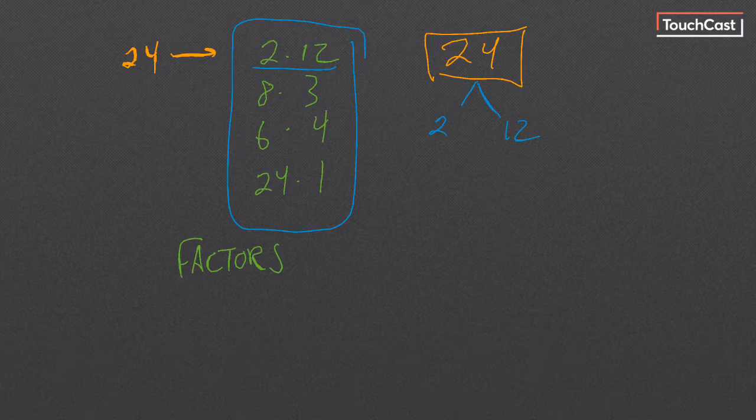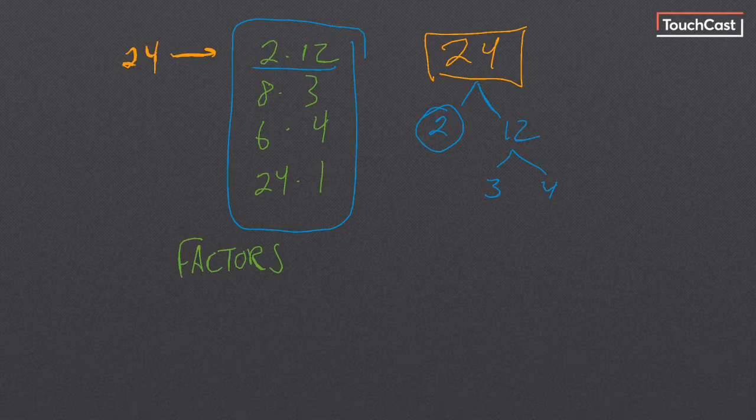Now we look at those two numbers and we say, are either of those numbers prime? If they are, let's just circle them. So 2 is a prime number. It's only divisible by itself and 1. Now 12 is not prime. 12 is still a composite number, so we have to keep going on the factor tree. So 12 can be broken down a couple of different ways, 6 and 2, 4 and 3, and so on and so forth. So let's just pick 4 and 3.